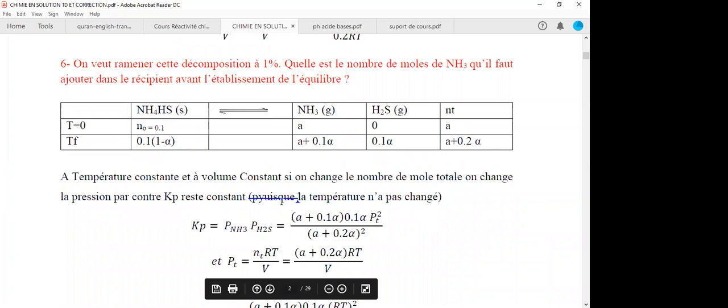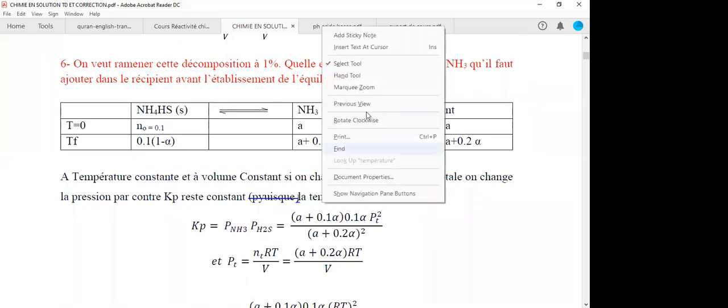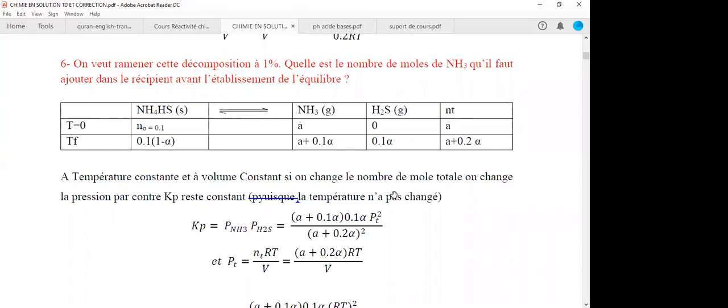So here they're saying that since the number of moles have changed, when the temperature is constant and the volume is constant, if we change the number of moles, the pressure will change also. The number of moles has changed because we have added A, so the pressure has changed.